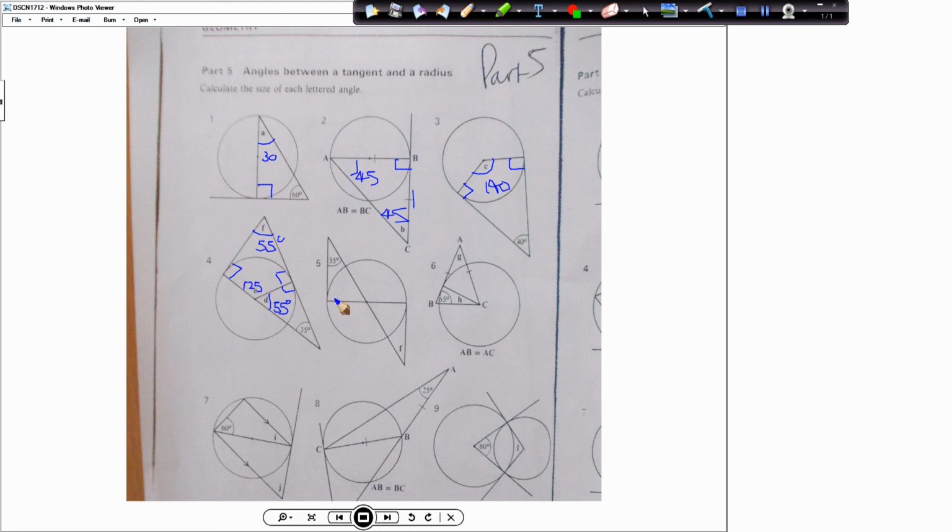Okay, here's our tangent, here's our radius. So the angle between these two must be 90, that's 35, then that will have to be 55. And these are vertically opposite angles, so that will also be 55, and that one will also be 90, and that one will also be 35. Done, done, done, done, done.